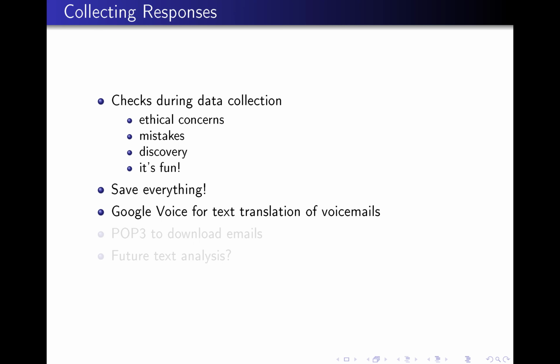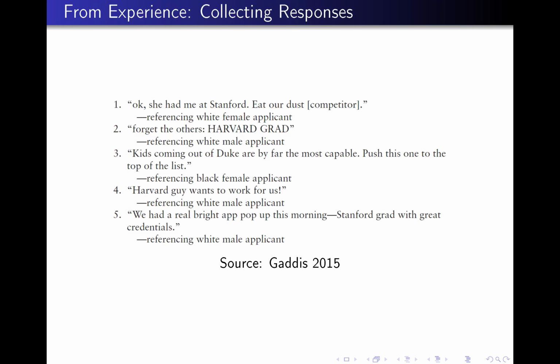Save all the emails. You can use Google Voice to automatically translate voicemails to text, so then you don't have any work listening to anything. You've got the data you need. You can use POP3 and just download the emails, so if your Gmail accounts get shut down, you've got the data. It protects you, but also makes it so in the future you might be able to do text analysis. And this is a case where I did have a little bit of qualitative data in my dissertation, where it showed that people were drawn to certain types of college graduates over others.